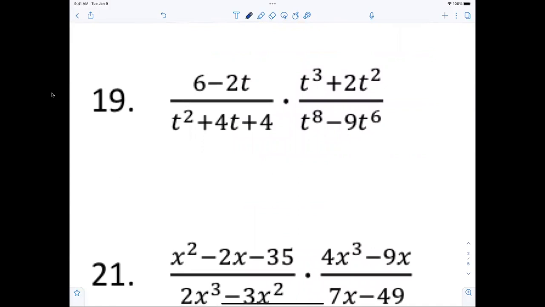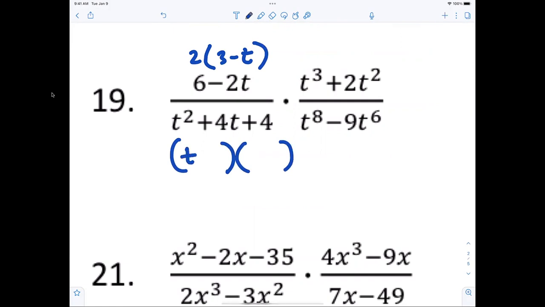Number 19. Go. Factor out of what? You factor out a 2, yes. What are you left with? 3 minus t. Good. On the bottom, what does that factor to? T on both sides. And then 2 on each side. Positive 2. Good job.